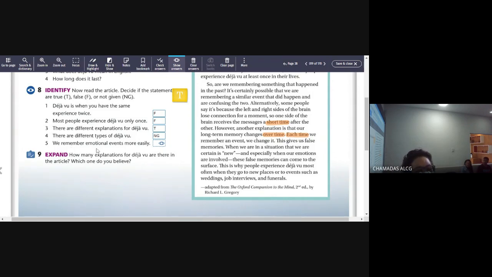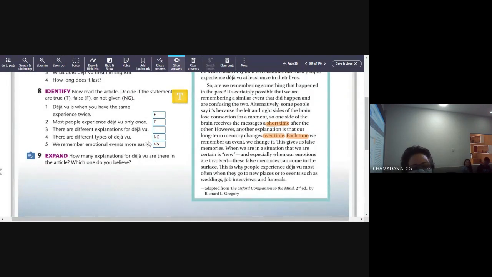We remember emotional events more easily. Not given. It's true. Yes, of course. This one here is totally true. But let's see if they say this in the text. Look.